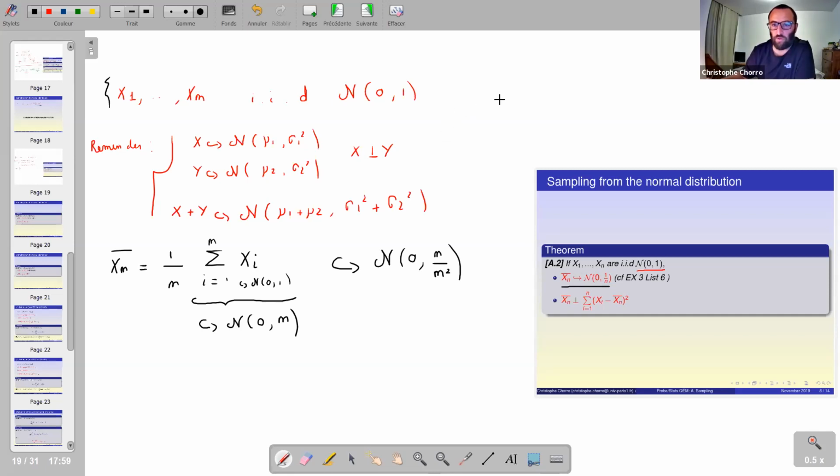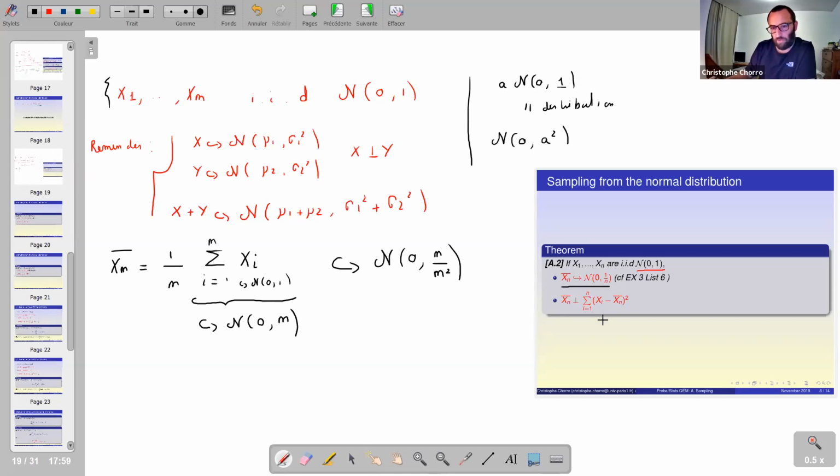I remind you the following result. If you have a times N(0,1), this is equal in distribution to N(0, a square). It's what I use here when I multiply by 1 over n. So I have this first result here.